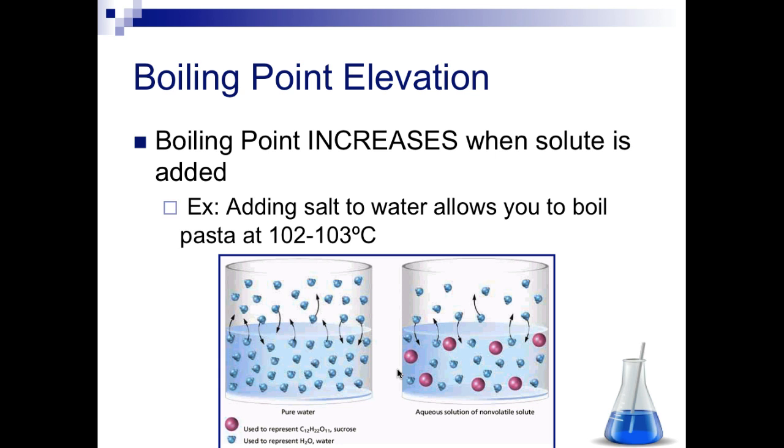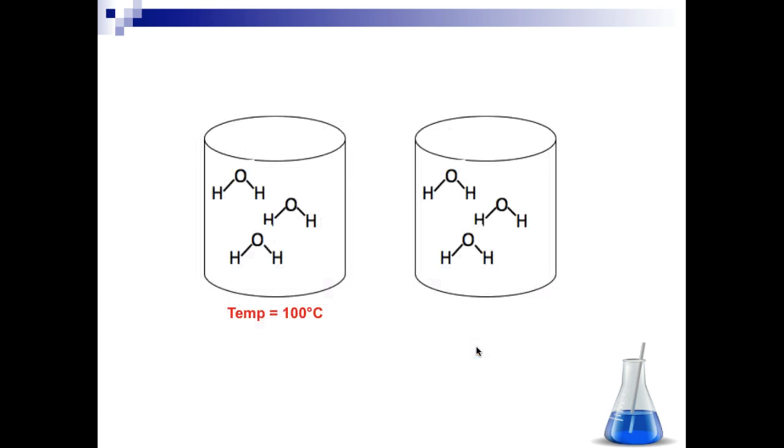So let's talk about boiling point elevation. Boiling point elevation means that your boiling point is going to increase when you add solute or a solid to your solution. So for example, when you add salt to water, instead of boiling at 100 degrees Celsius, it's actually going to boil at 102 to 103 degrees Celsius. This is because those salt particles are going to block the water particles from being able to hit the surface and changing into the gas phase.